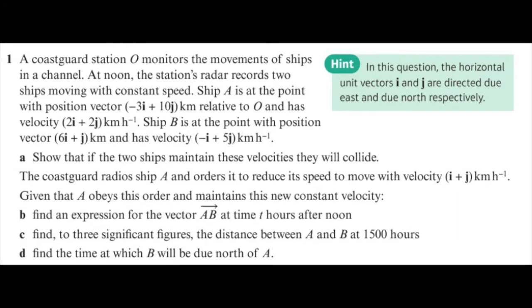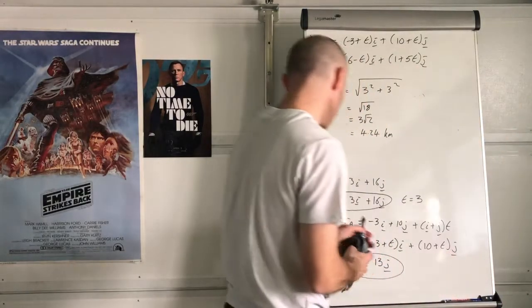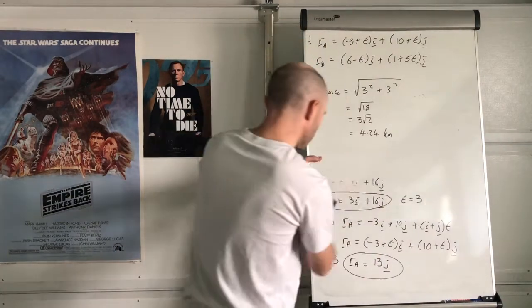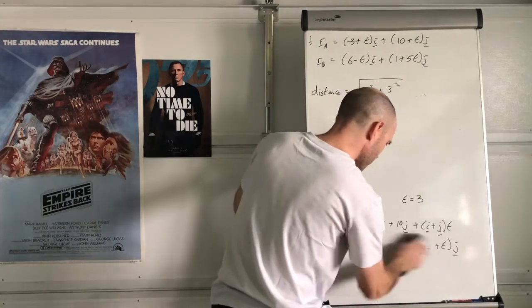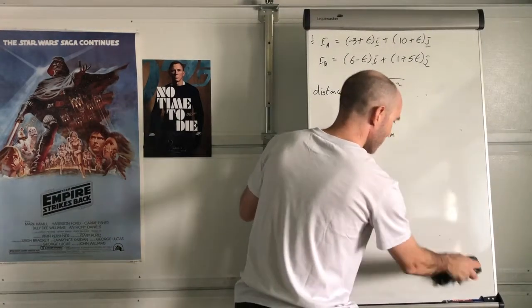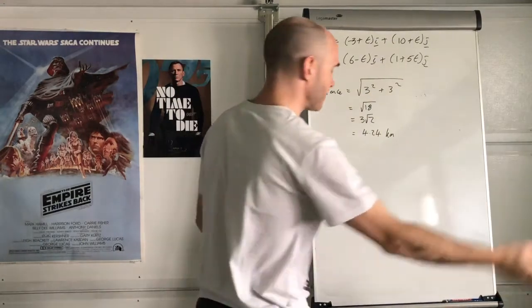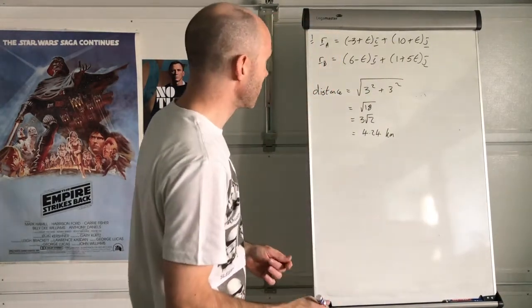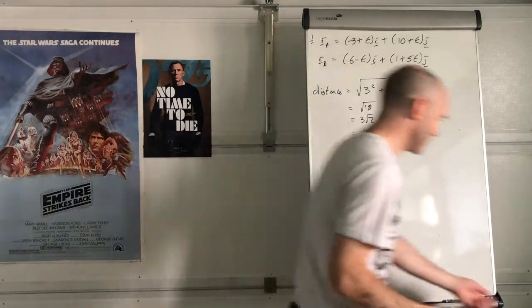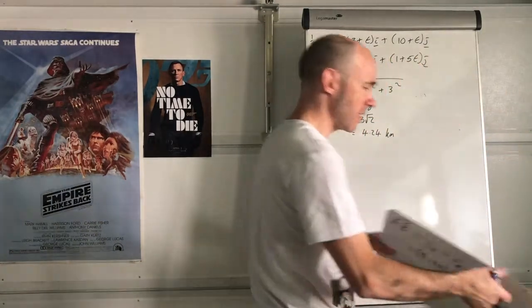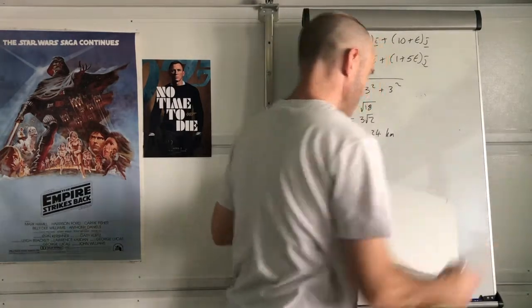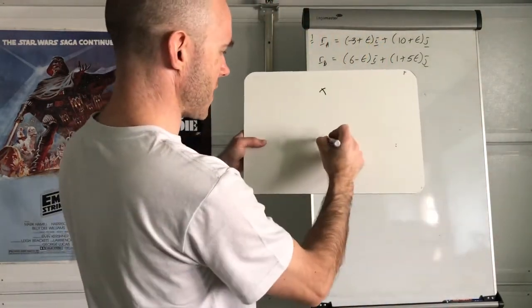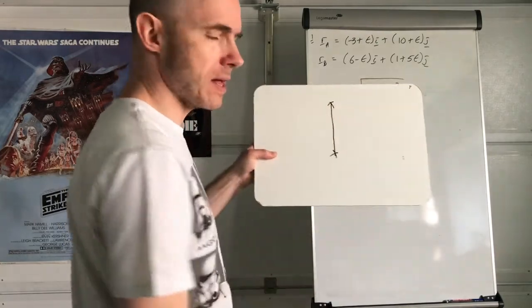And find the time at which B will be due north of A. Now to do this, I'm going to have to use that up there, which is why I've written it down again. When one is due north of the other, what can you say? What's going to be the most useful here? One's there and one's there, isn't it? You can connect them by a vertical line.